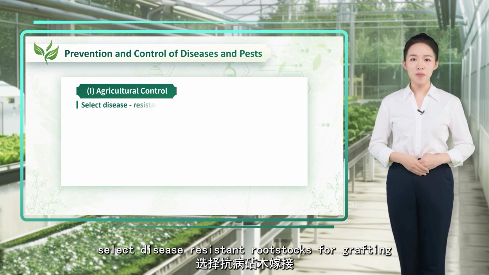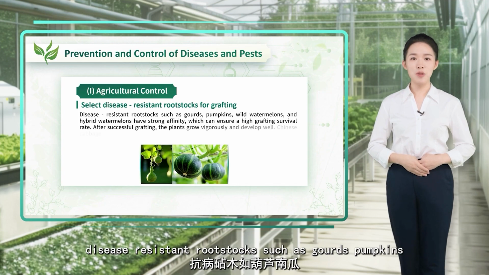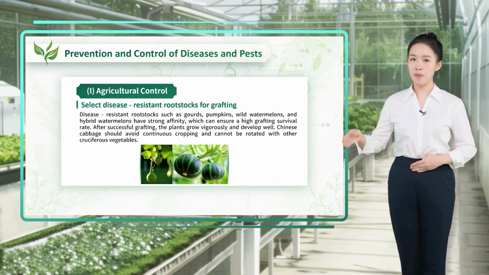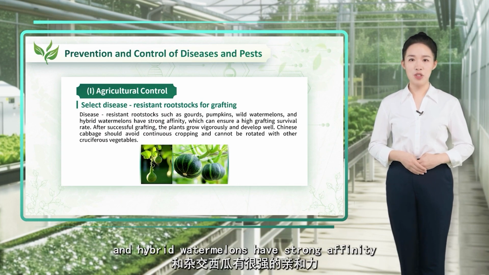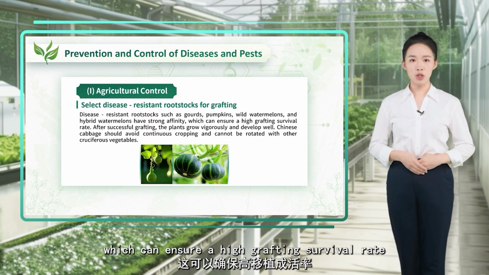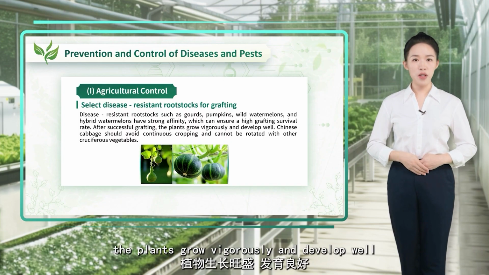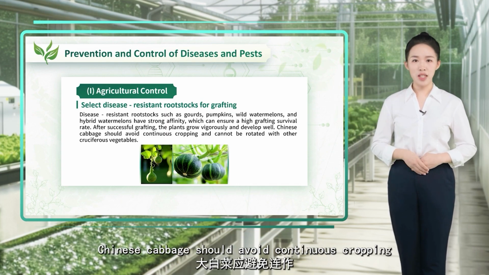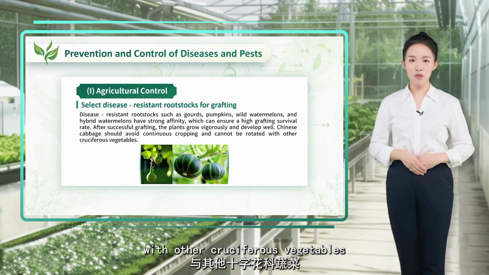Select disease-resistant rootstocks for grafting. Disease-resistant rootstocks such as gourds, pumpkins, wild watermelons, and hybrid watermelons have strong affinity, which can ensure a high grafting survival rate. After successful grafting, the plants grow vigorously and develop well. Chinese cabbage should avoid continuous cropping and cannot be rotated with other cruciferous vegetables.